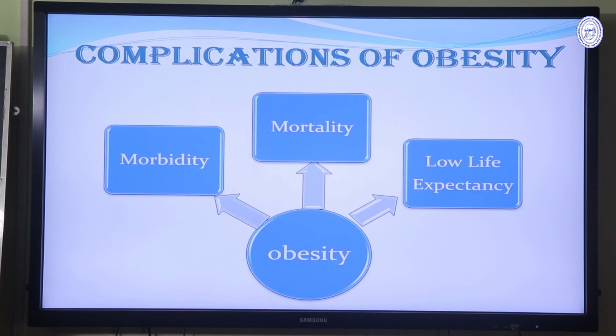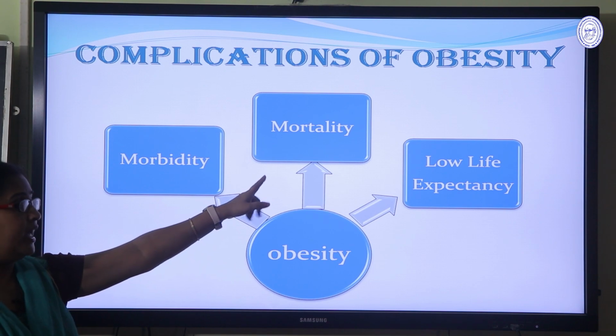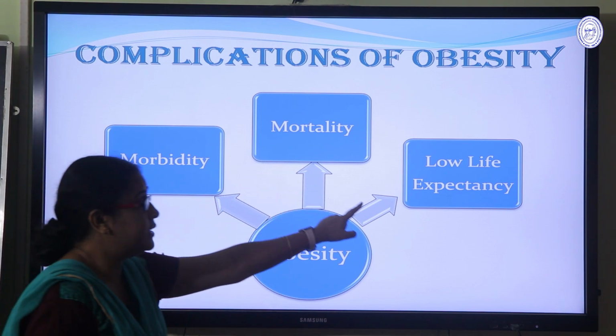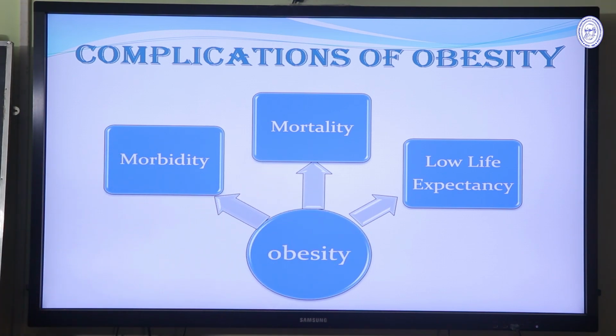considered obese. So, coming to the complications of obesity, there are different types of complications. First, it is morbidity. Obesity is associated with a number of comorbidities. Some of them contribute to mortality, and if not mortality, they contribute to low life expectancy.